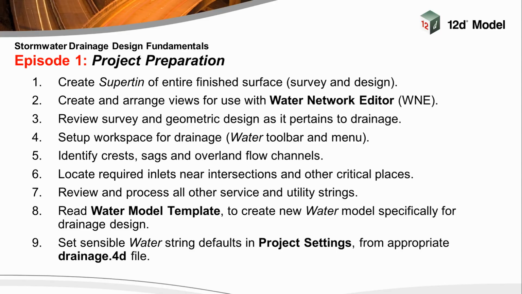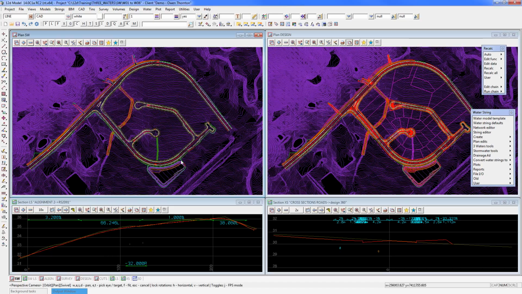And in step 8 we just created our water model via a template, but it was just an empty model. It's now ready to put water strings into, and before you create water strings, it's a good idea to set your string defaults sensibly and make sure you're using the appropriate drainage.4d file as well. Okay, so let's have a look at that now. To set these, on the water string menu, just below water model template, which we ran in step 8, immediately below that there is water string defaults.